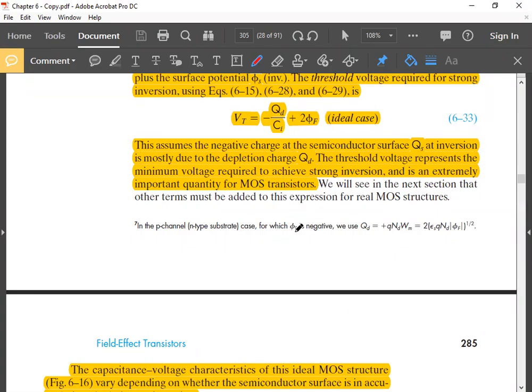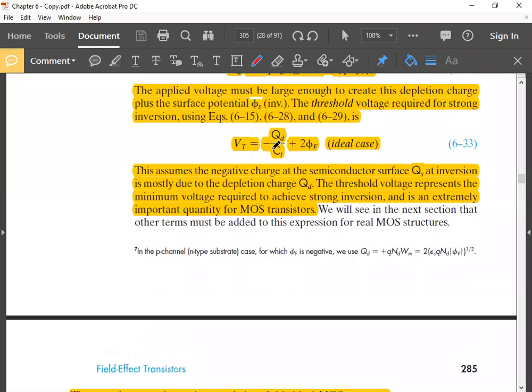So in the last class, I discussed up to this threshold voltage of MOSFET in the ideal case, which is Vt equal to minus Qd by Ci plus twice phi f. So Vt in the ideal case has two components. One is required for creating the depletion layer in the semiconductor, which is this term, minus Qd by Ci, and another term is required to create a strong inversion, twice phi f, which is actually phi s, the surface potential. So these two terms are there in the ideal case.